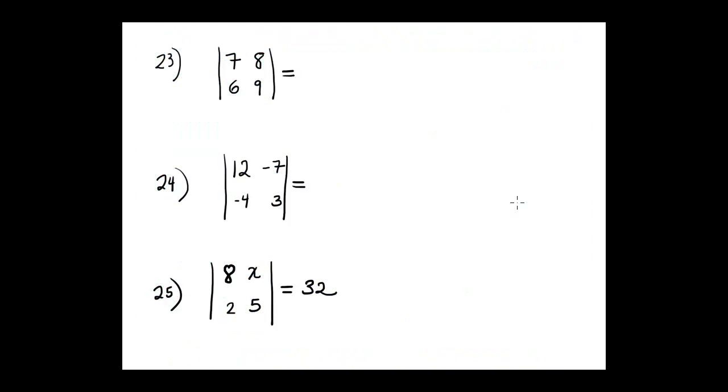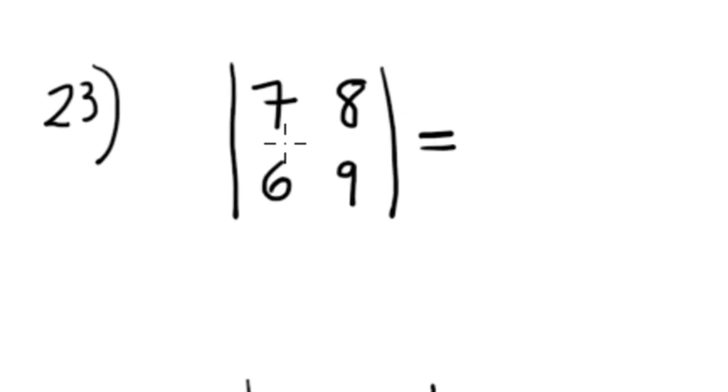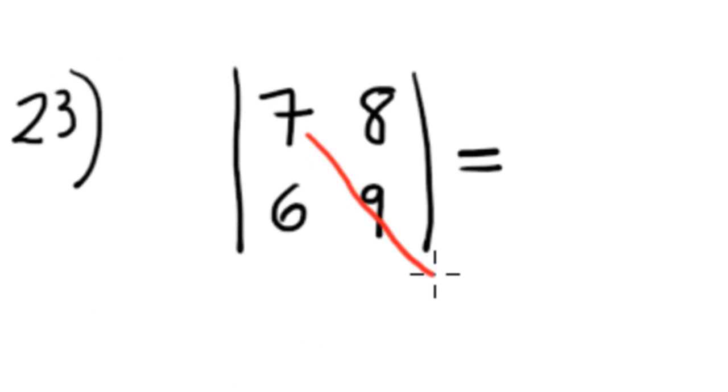Questions 23, 24, and 25 are easy. It's only computing a 2 by 2 determinant. The rule for computing a 2 by 2 determinant is you multiply this number times this number using a positive sign, and multiply this times this using a negative sign. This is the rule.